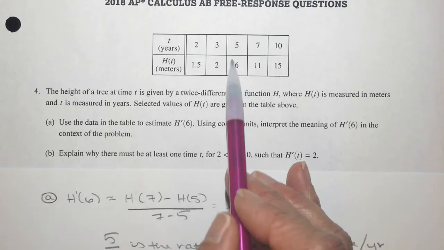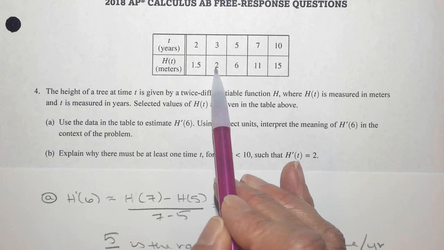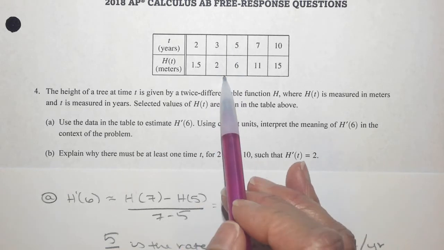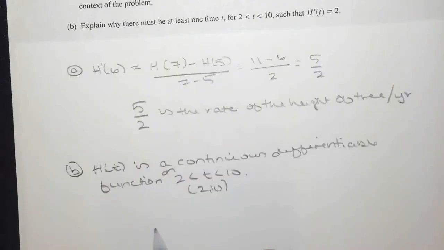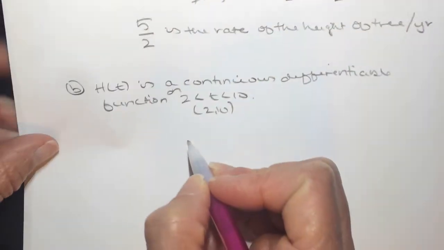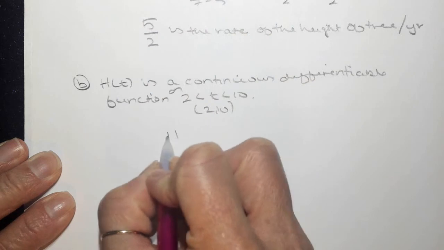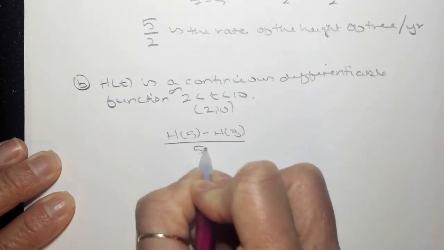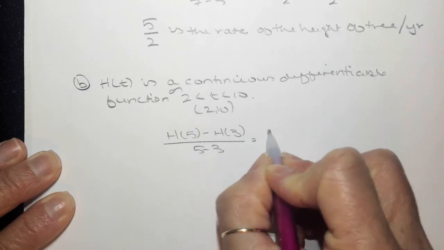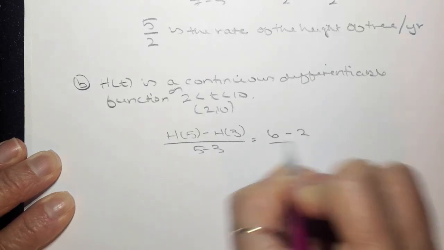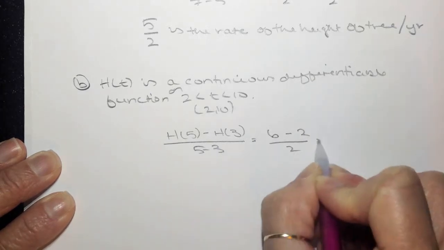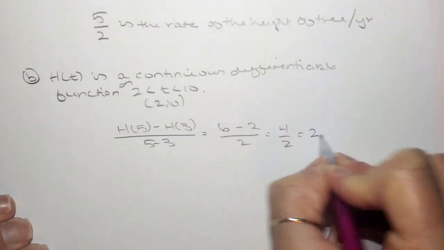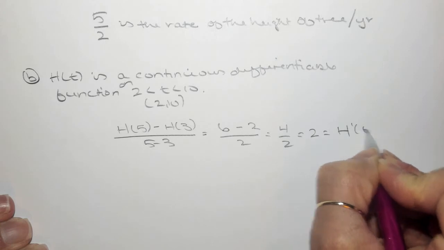So when you look here, you have 6 minus 2, which is 4, which is in the numerator, divided by 5 minus 3, which is 2. So that gives me the slope of 2. So what we would say here is h of 5 minus h of 3 over 5 minus 3. And then from the table, h of 5 is 6 minus 2 over 2. So then we have 4 over 2, which is a slope of 2, which would be h prime of t.